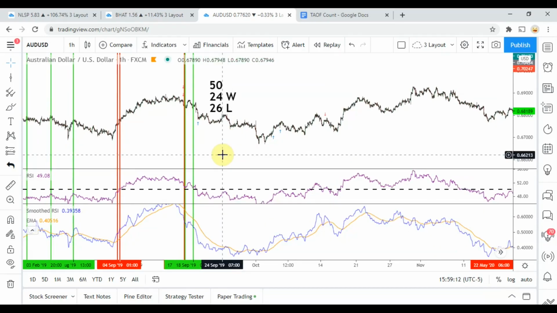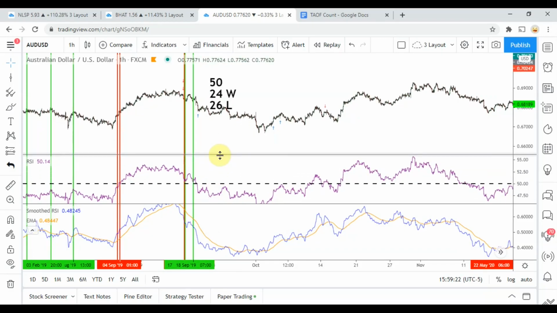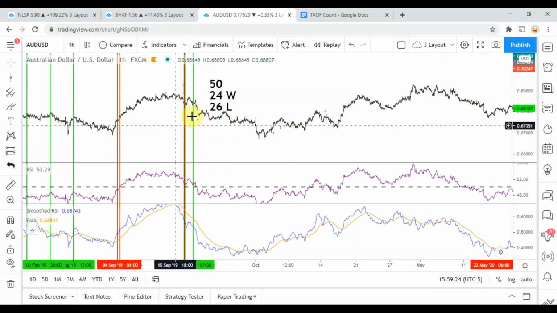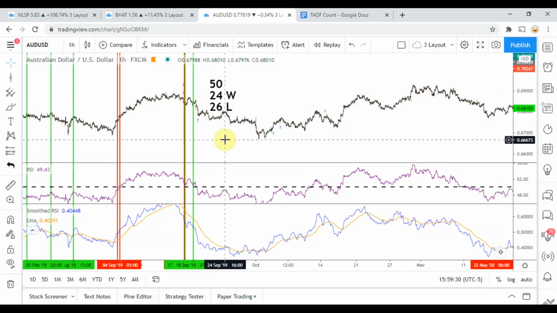All right, so we're back to it now. And again, I'm going to try to keep this relatively short because I don't want the video to be too long. You can look at it here. It's very similar to the setup that we had just a moment ago. Again, this is a 1-hour chart. I tested this on the Aussie versus the US dollar pair. And again, a 1-hour chart.